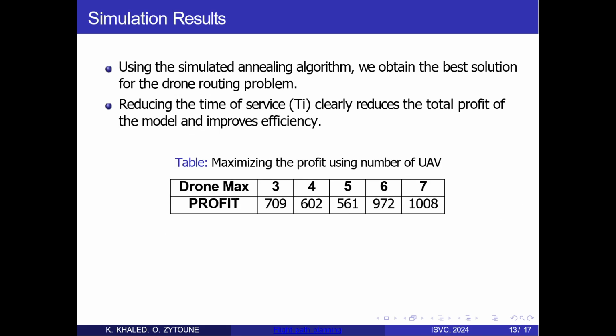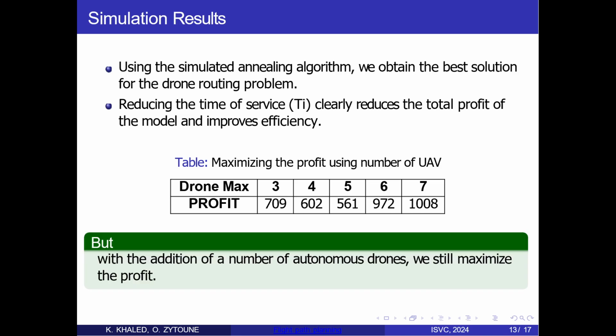Next, I would like to present the results of our simulation, which are provided in Table 1. Table 1 demonstrates the variation of total profit and route number with time of service T_i equal to 100, where route number refers to the UAV number. Reducing the time of service T_i clearly reduces the total profit of the model. With the addition of a number of autonomous drones, we can still maximize the profit.